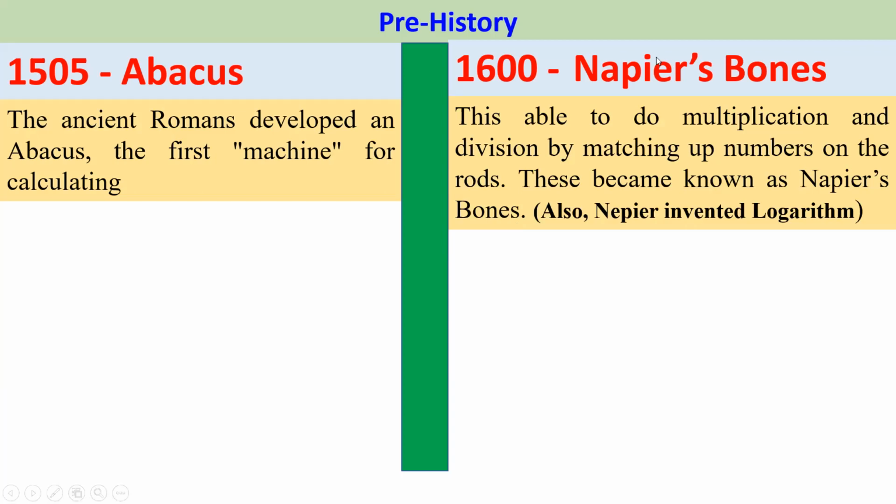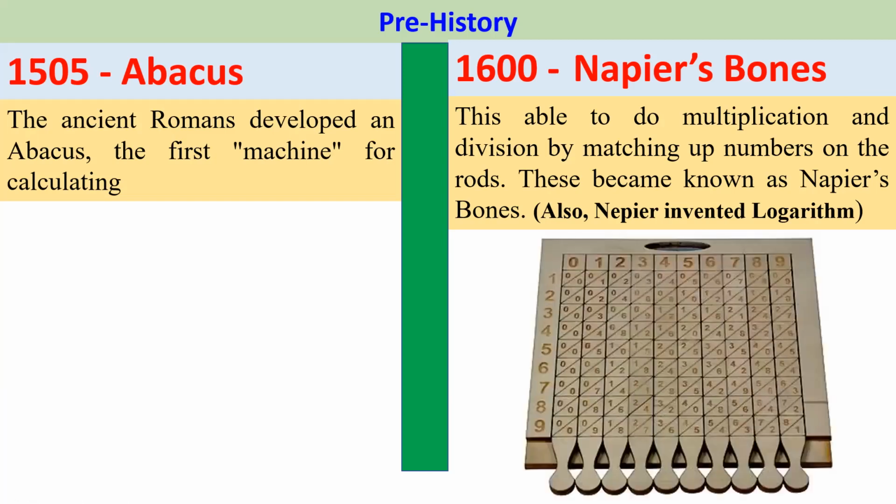Napier's bones is another type of machine capable of doing multiplication and division. It is made up of a number of rods, and the rods contain numbers. Using these numbers, it is able to do multiplication and division. It was invented by a person called John Napier. That is why it's called Napier's bones. Look at some diagrams here.